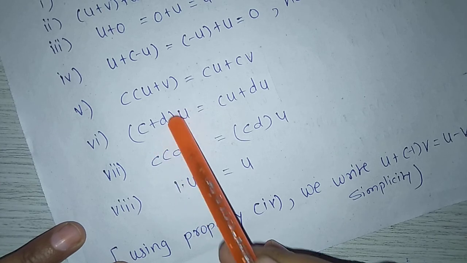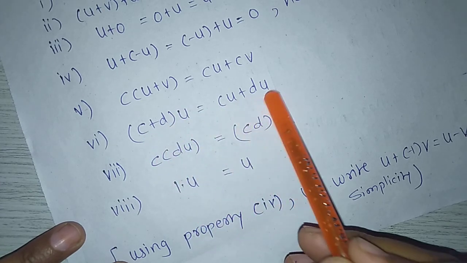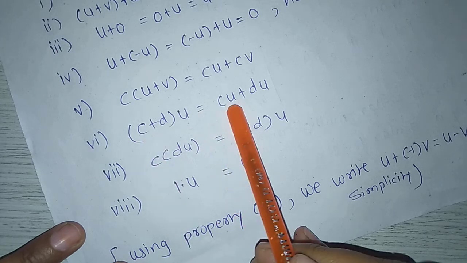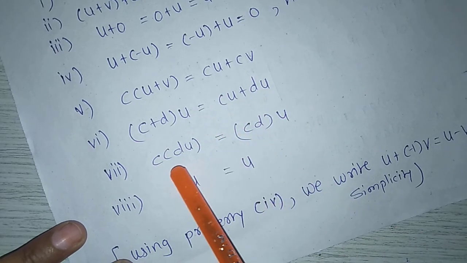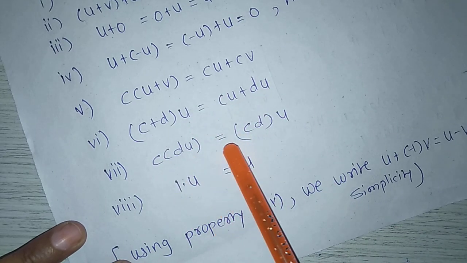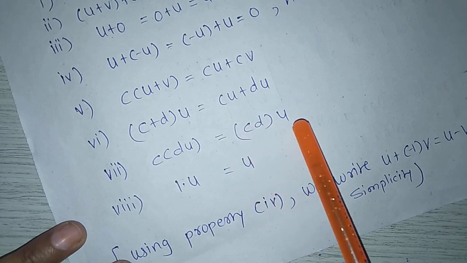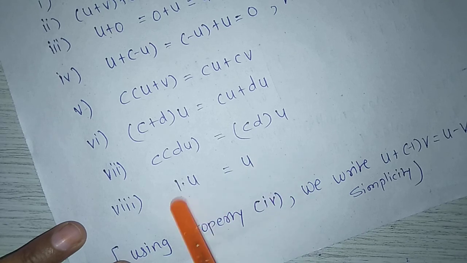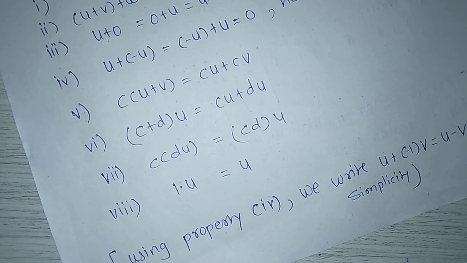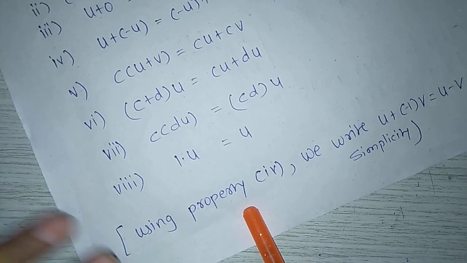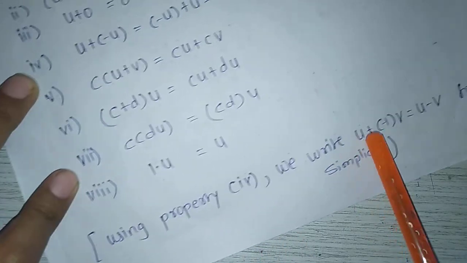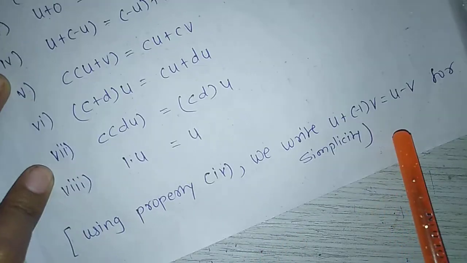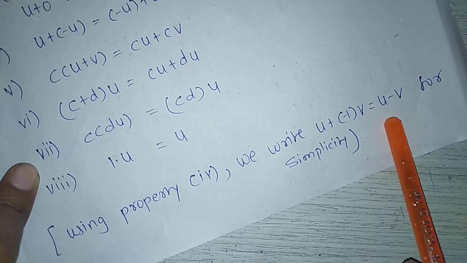Next, c plus d of u equal to cu plus du. This is the left distributive law. Next, c of d into u equal to c into d into u, and 1 into u equal to u. 1 is the multiplicative identity in Rn. Using property number 4, we write u plus of minus 1 into v equal to u minus v for simplicity.